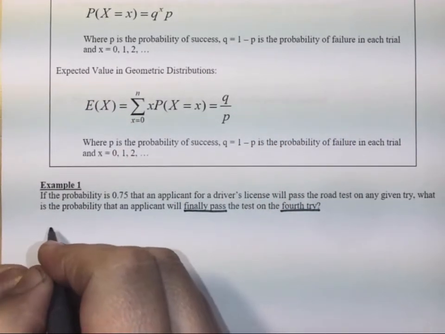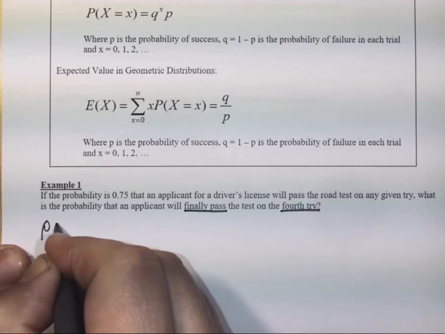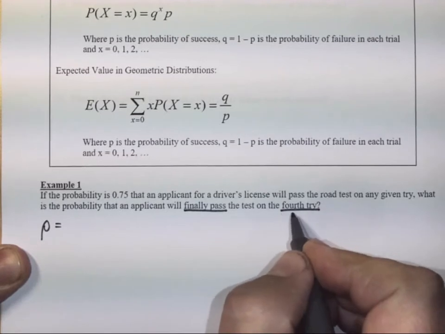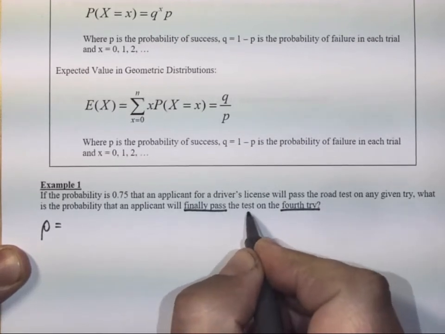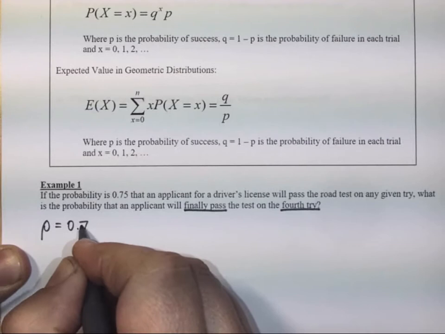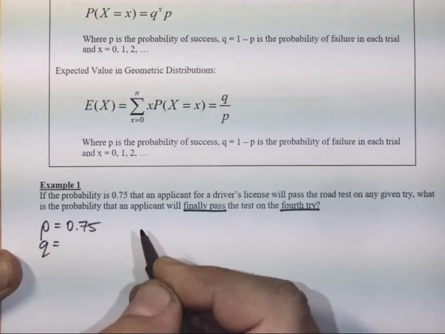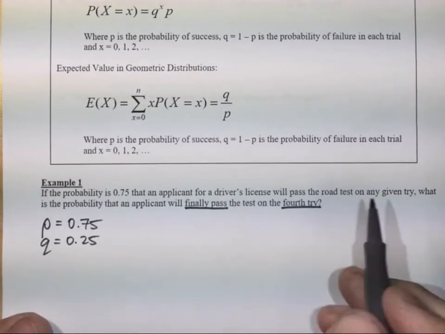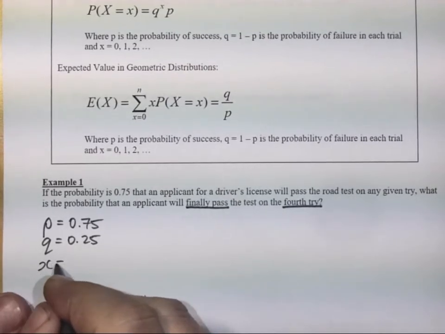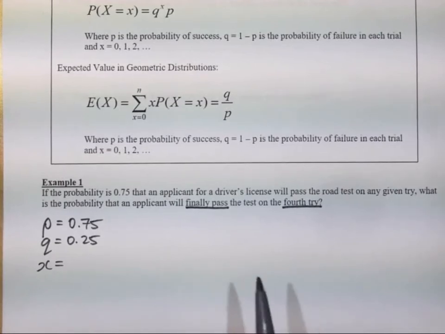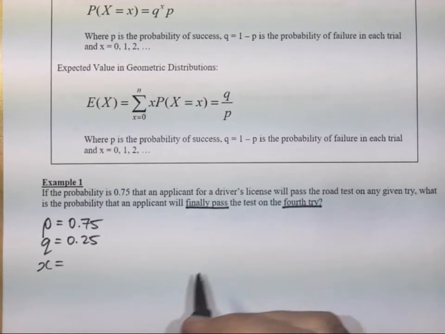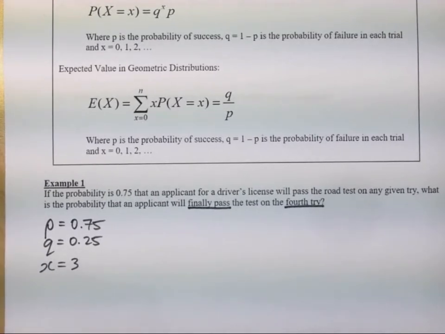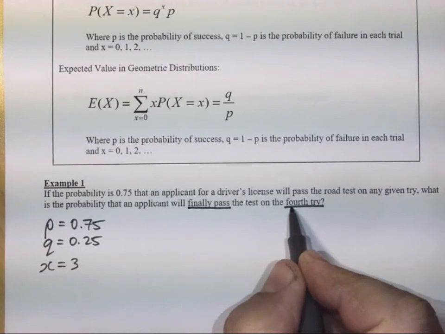Okay, well that means in this case that p, the probability of success, that means they passed the test, because that's what we're waiting for. We're waiting for them to pass the test on the 4th try. Passing the test is 75%. q, failure, must be 25% chance of failing on any given try. And x here represents the number of times we must have failed before we got our first success. And we must have failed 3 times in a row in order for this to happen on the 4th try.